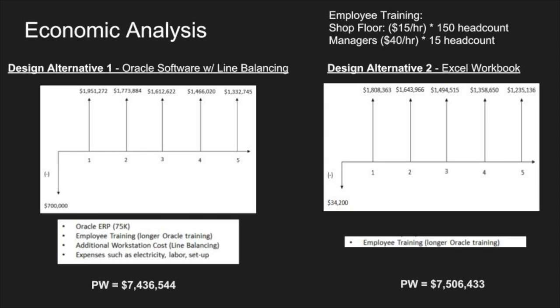There is a sizable investment cost for design alternative 1 due to the purchase of Oracle ERP software, longer employee training, construction of additional workstations from my line balancing analysis, and increased expenses such as electricity, labor, and maintenance. On the other hand, design alternative 2 requires minimal employee training and zero additional expenses.